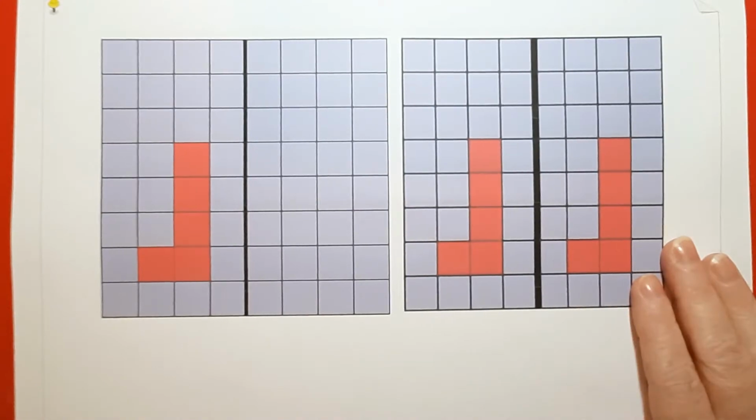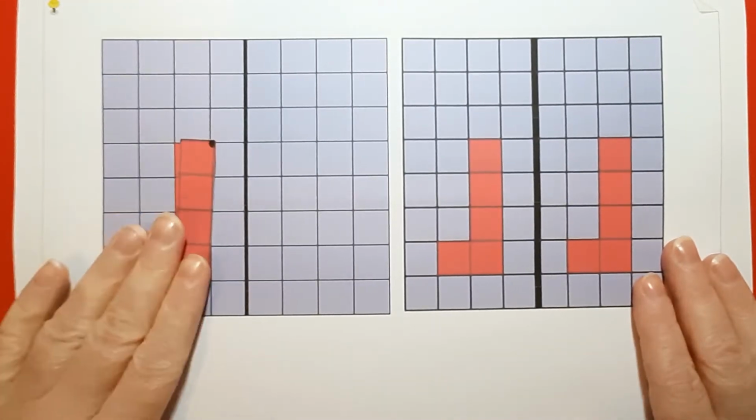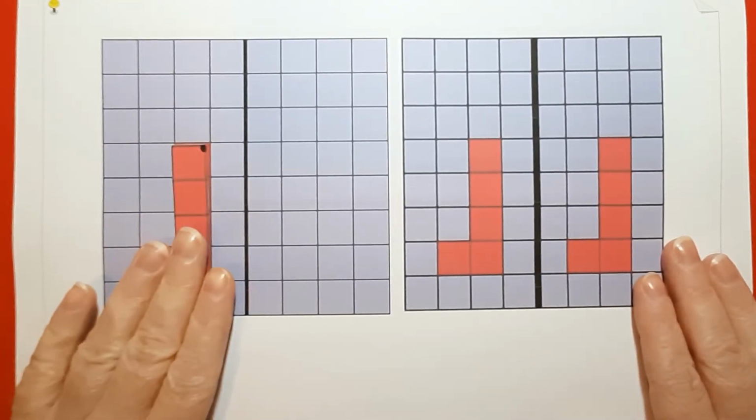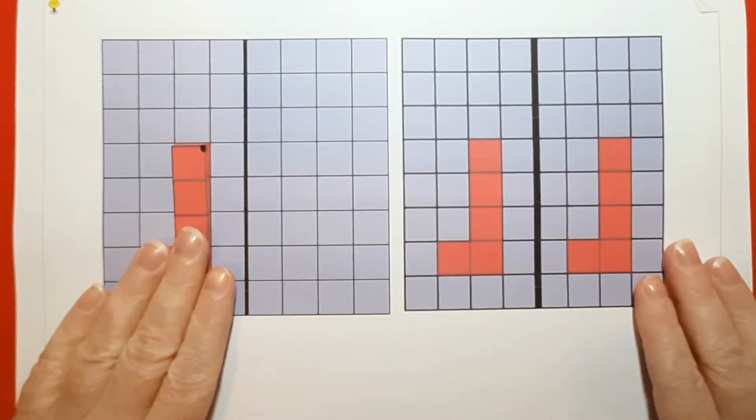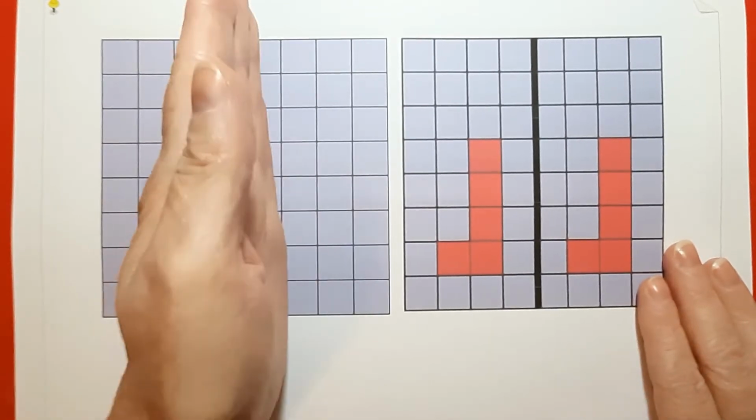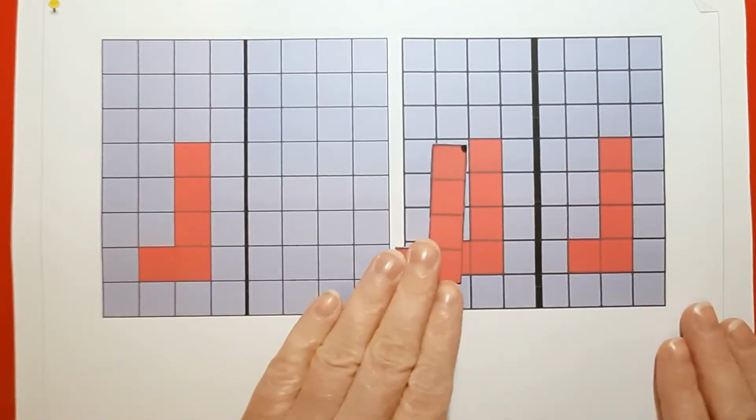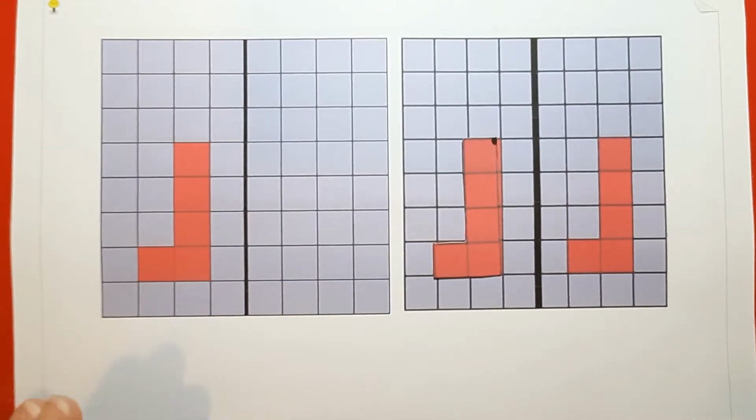So here we have a 6-sided shape, a hexagon, an L shape. And different children have been asked to reflect this shape in the mirror line that you can see here. So let's see how they got on.